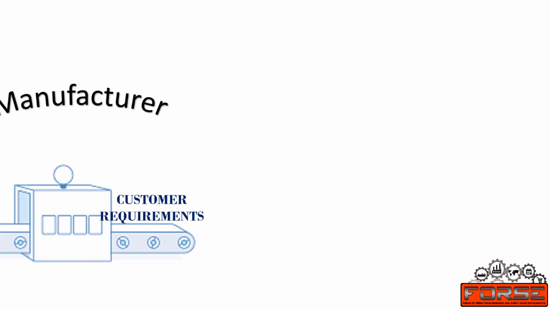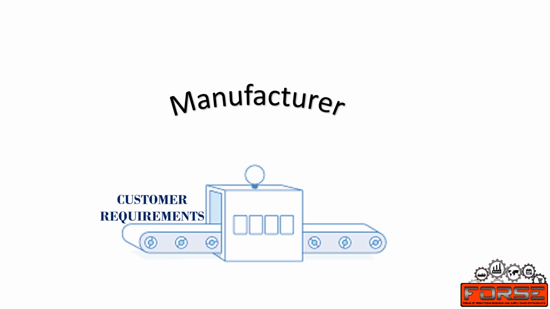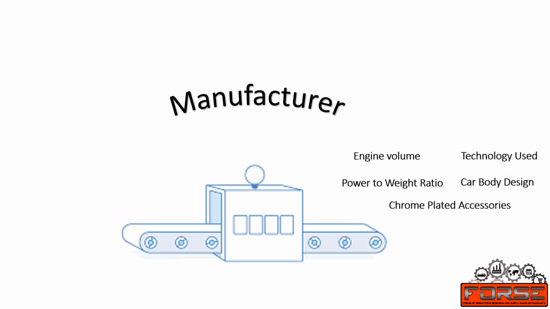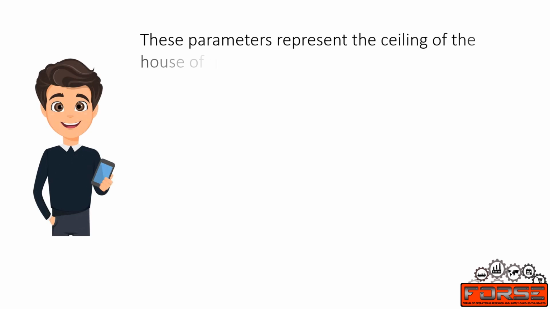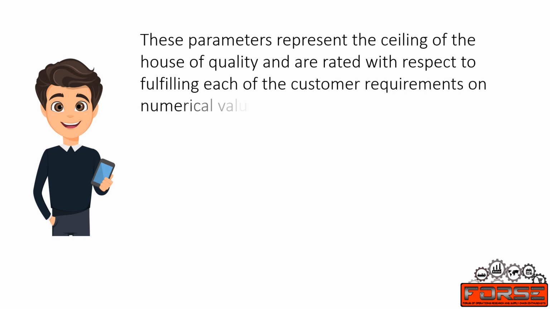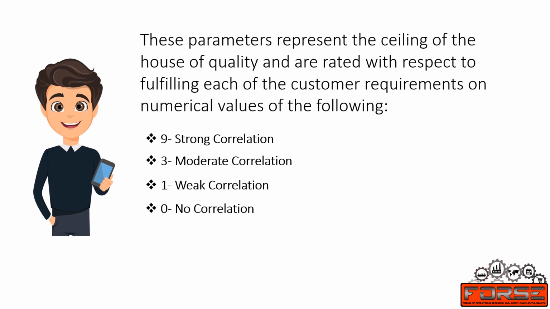Based on the customer requirements, the manufacturer, in our case RS Motors, will translate them into the technical parameters as required, which are engine volume, technology used, power-to-weight ratio, car body design, chrome-plated accessories, etc. These parameters represent the ceiling of the House of Quality, and are rated with respect to fulfilling each of the customer requirements, on numerical values of the following: 9 for strong correlation, 3 for moderate correlation, 1 for weak correlation, and 0 for no correlation.